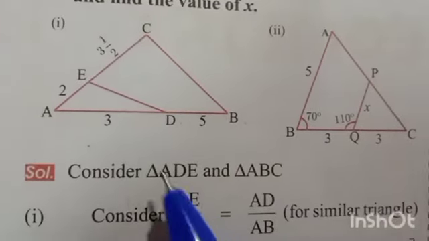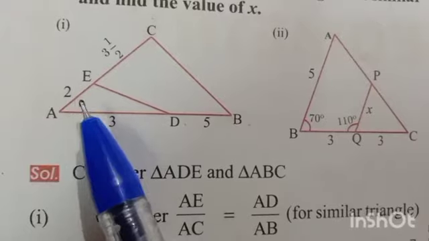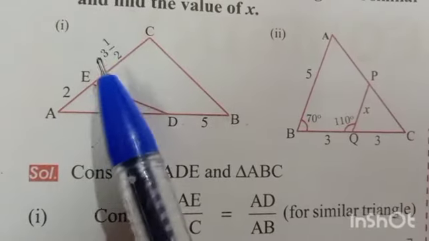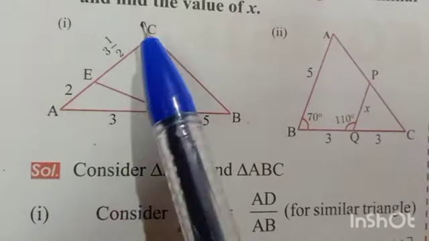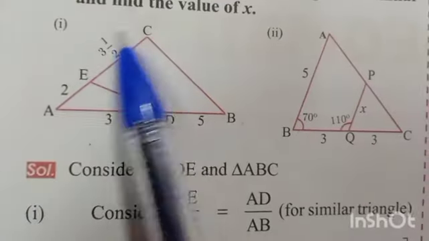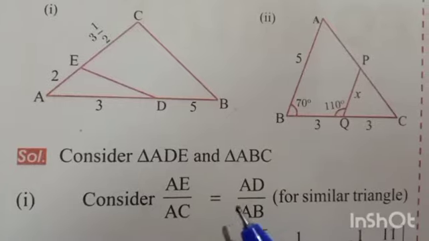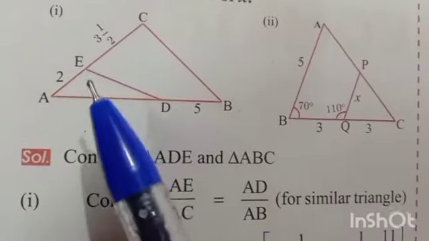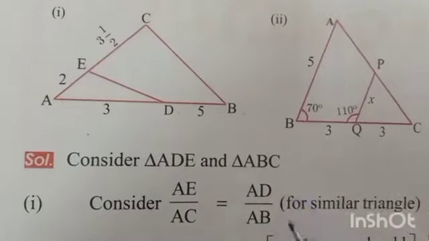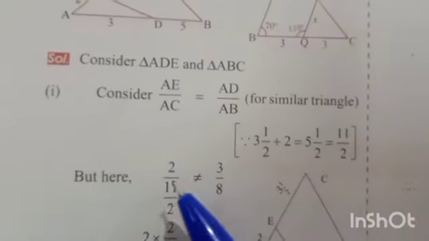Okay, what is the AE value? AE is 2, by AC value, 2 plus 3 by 2. AC means the full length AC. So 2 plus 3 by 2, then that is equal to AD by AB. AD value is 3, AB value is 5. You have to substitute those here.